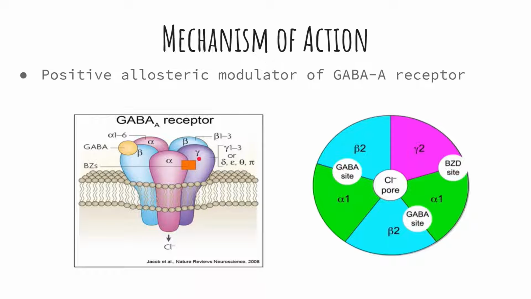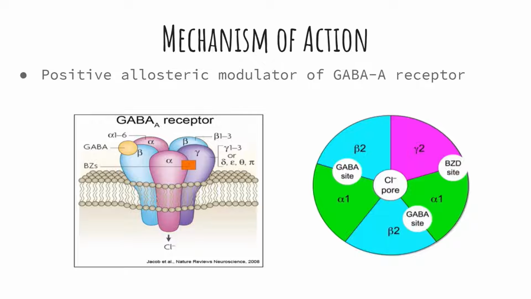طب شو يعني positive allosteric modulator? The word positive means that when it binds to the receptor, it stimulates the transmission of this receptor. يعني بتحفز الـ transmission. تمام؟ بينما لو كان negative راح يثبط أو راح يعمل inhibition للـ transmission.